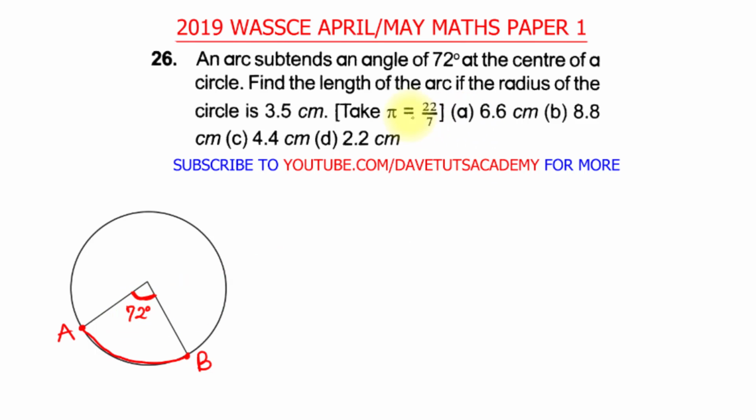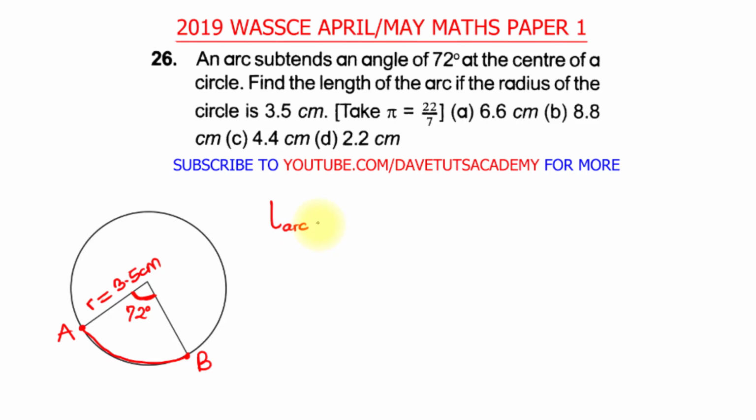Now we're told that the radius of the circle is 3.5 centimeters. So here the radius is 3.5 centimeters. We are asked to find the length of the arc. For us, that would be the length of arc AB.